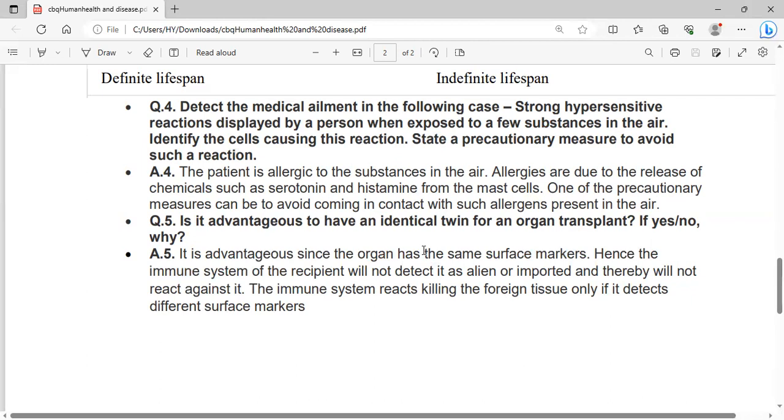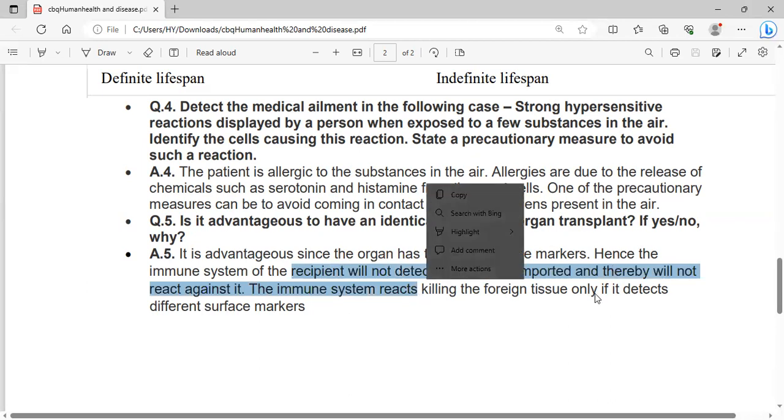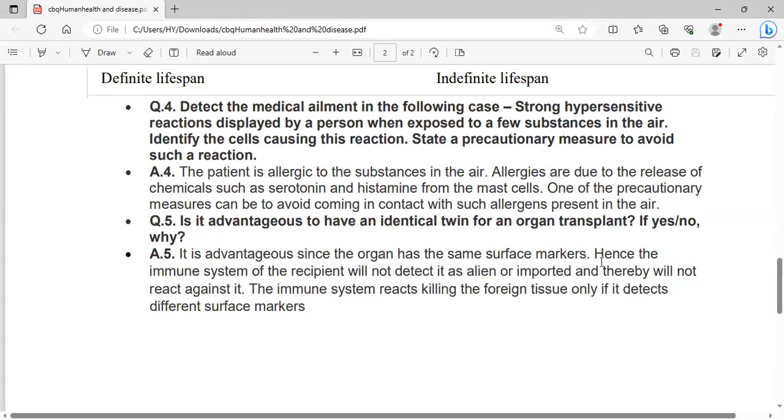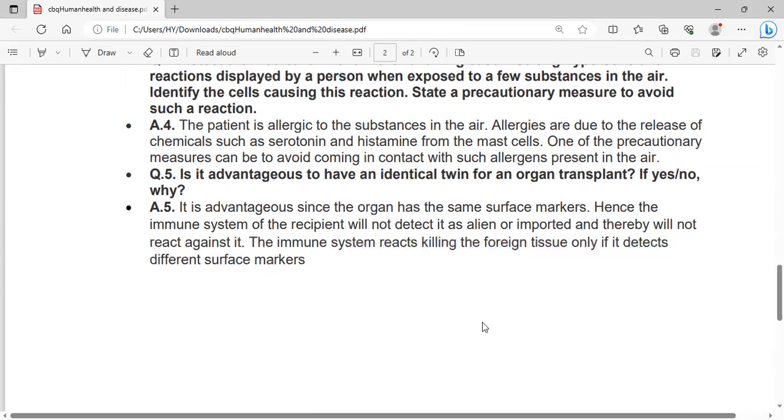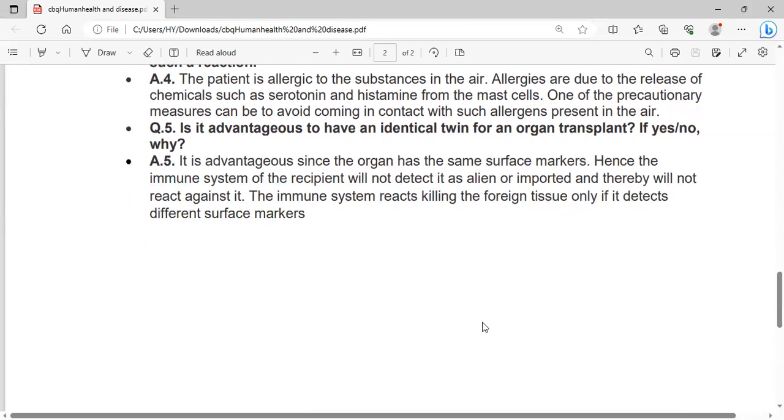And in case any organ transplant is required in the future, then the recipient will not detect the organ or graft transplanted from the twin. Thereby, there will be no reaction against it. The immune system reacts by killing the foreign tissues only if it detects different surface markers.